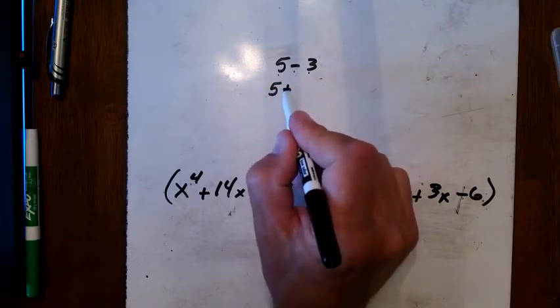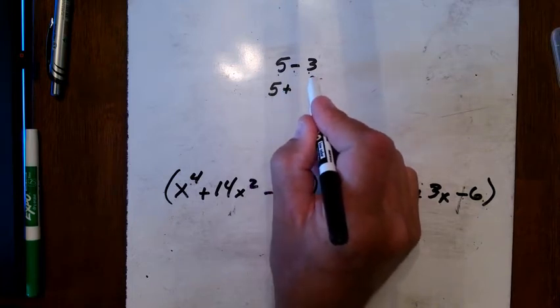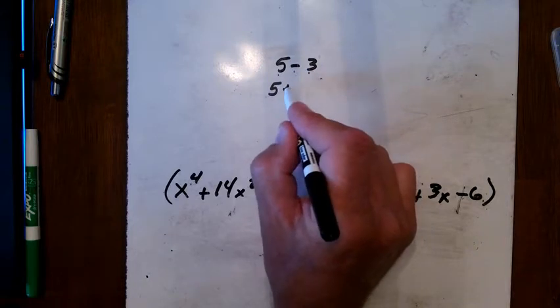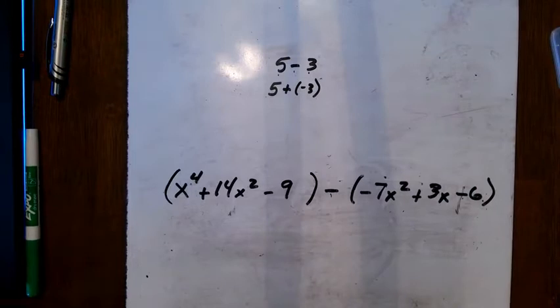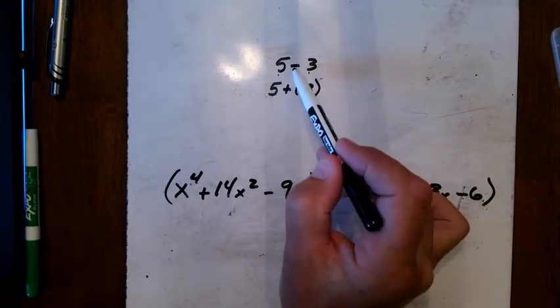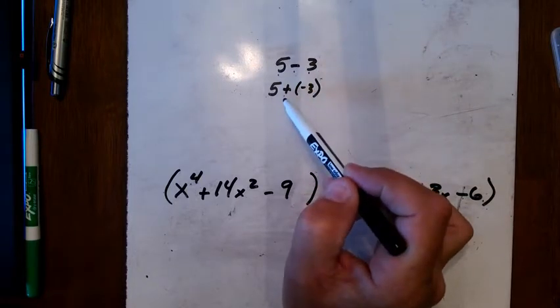What were we going to do? We were going to add what? We were going to add the opposite of 3. Instead of subtracting 3, we're going to add the opposite. What's the opposite? Well, the opposite of 3 is -3. So really, basically what I did is just distribute that negative subtraction into that and change to addition.